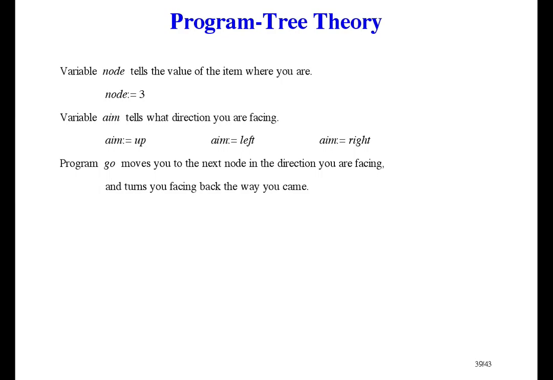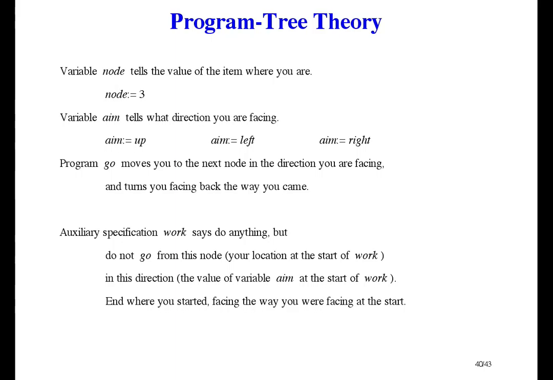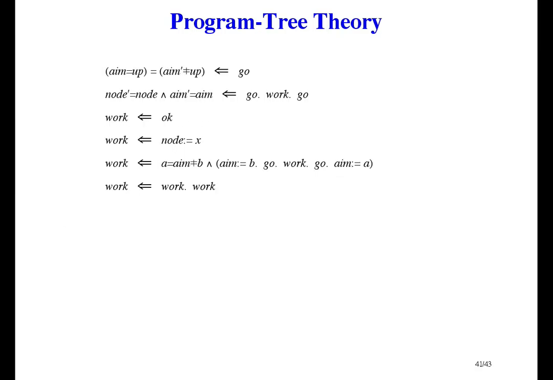To present the axioms of the theory, I need an auxiliary specification. It's not a program for the user, and it doesn't have to be implemented. It just helps me write the axioms. It says, go off and do whatever you want and then come back. Its purpose is so that we can say that when you get back, you'll find the node value just the way you left it. Here are the axioms. I won't read them in detail, but look at the second one. That's the one that says, if you go off and do whatever you want and then come back, you'll find the node value the way you left it.